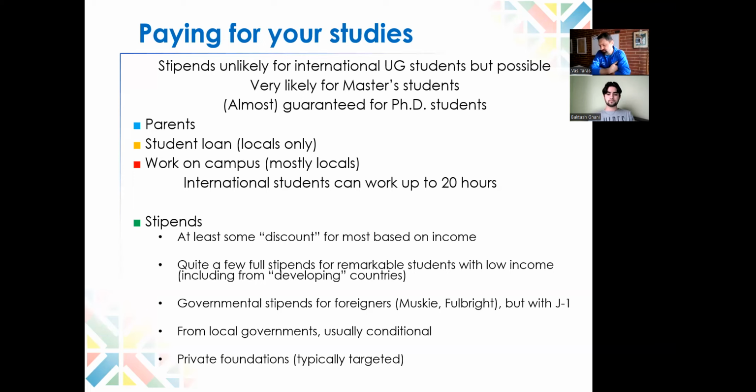And then in addition to the university itself, in many cases, when you apply, you can put check marks saying I want to be considered for other stipends. And so the stipend itself can come from somewhere else.